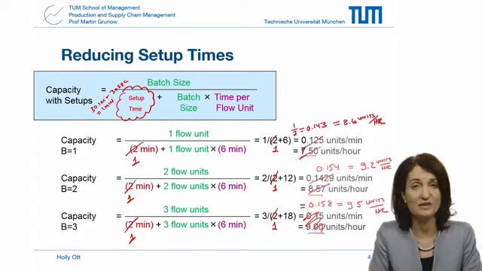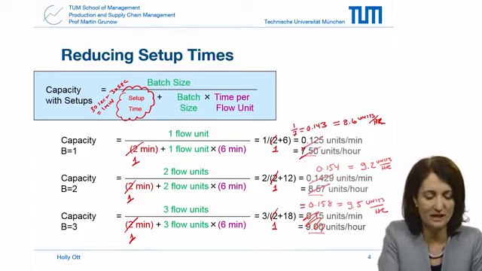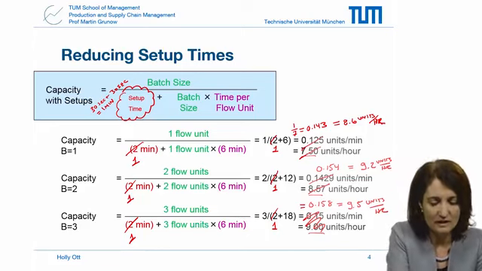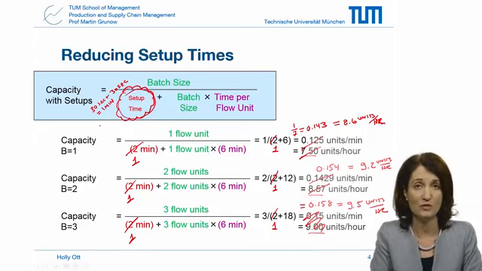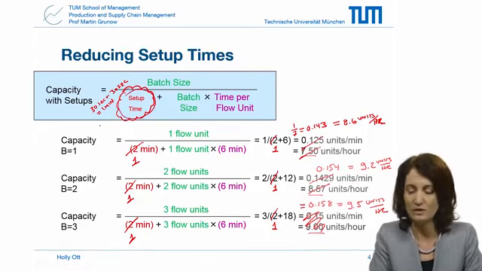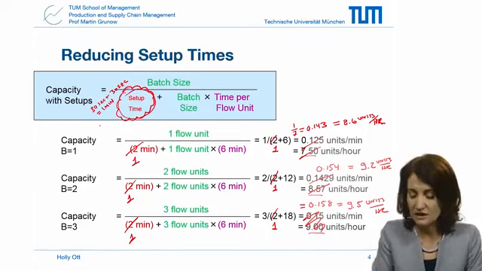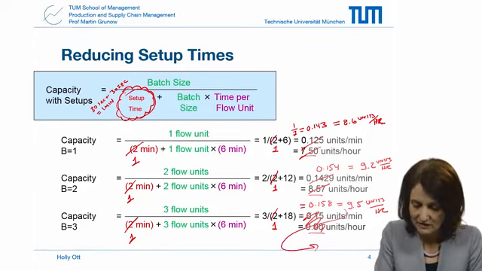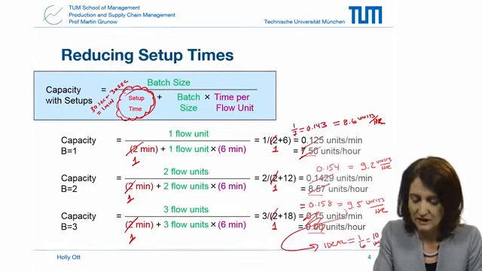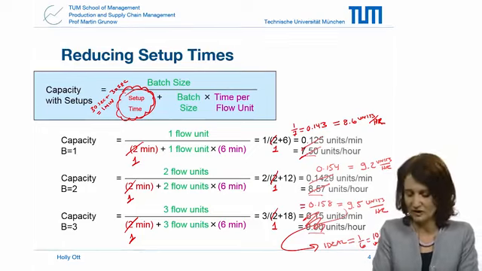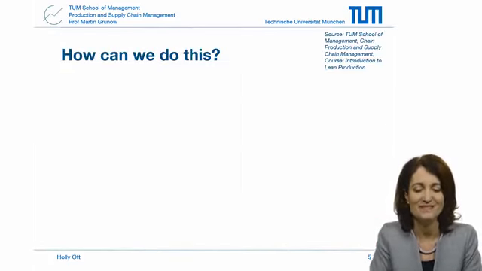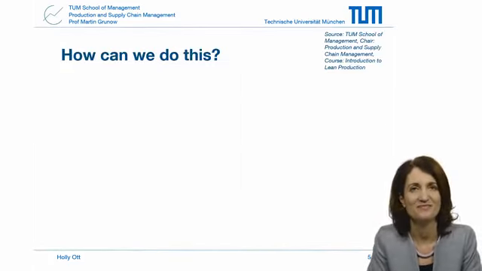So, what you see is reducing the setup time, bringing it down. The setup time then becomes a smaller portion of your total time, and your capacity goes up. And actually, we're getting here 9.5 is moving close to our ideal. With 0 setup time is 1 over 6, or 10 units per hour. Can't avoid it, but we're moving closer if we reduce our setup time. But how can we do this?